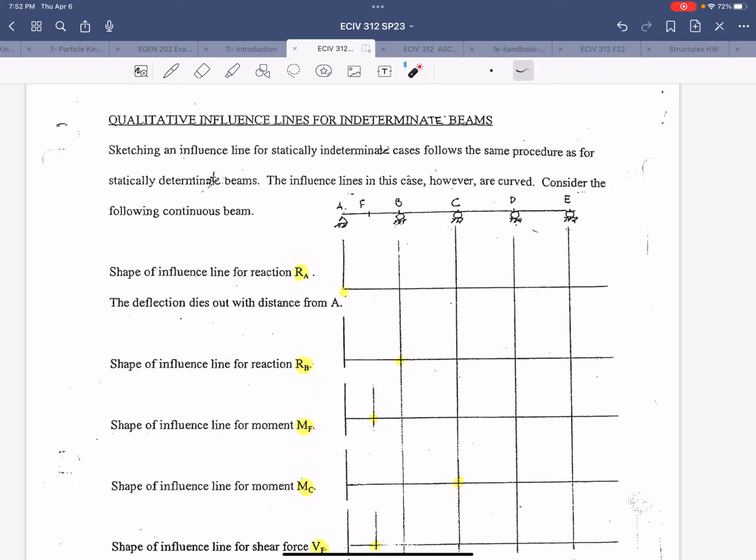So for this indeterminate beam, we don't have any hinges to worry about here. We just have a bunch of vertical supports. We're going to just go through and draw the influence lines. So for the reaction at A, we have roller supports at B, C, D, and E. So we're going to make sure that we maintain 0 displacement at those points. We remove the support at A, force it through a unit displacement. That's going to look something like this.